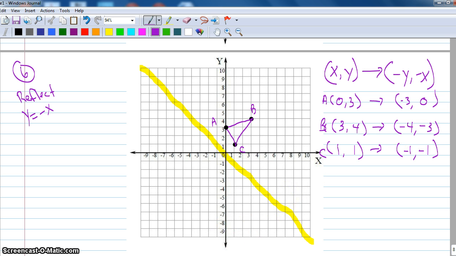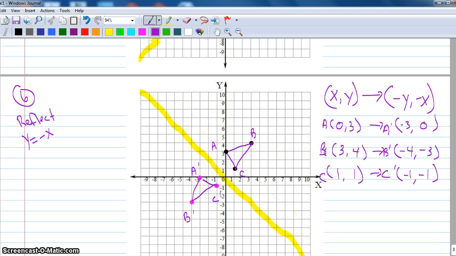So let's plot the points and see what happens to your A prime, B prime, and C prime. So here's my new triangle. Here's my A prime, B prime, C prime. Don't forget, this is A prime right here, this is B prime, and this is C prime. So the new triangle is right here. It was reflected across the y equals negative x.